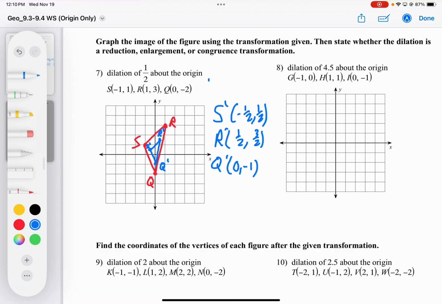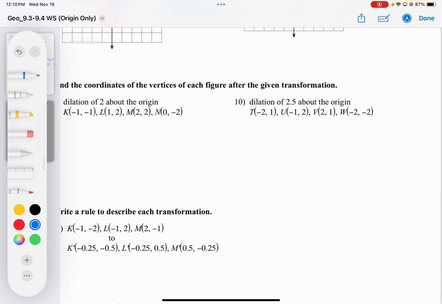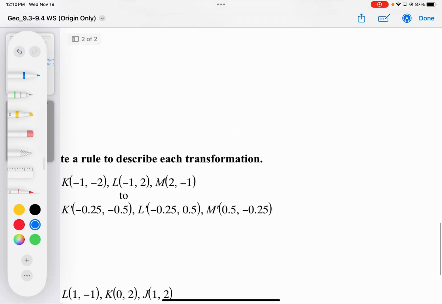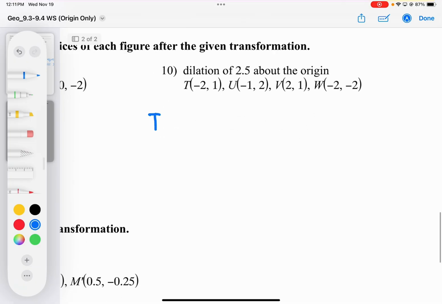Reduction or enlargement? Reduction. Wait, when you're saying write the rule for each dimension, we just put the dilation, reduction or enlargement, by what that value is. A reduction of 0.25. Yeah. K equals 0.25, that sounds good. I'm getting it. Good. I love it.